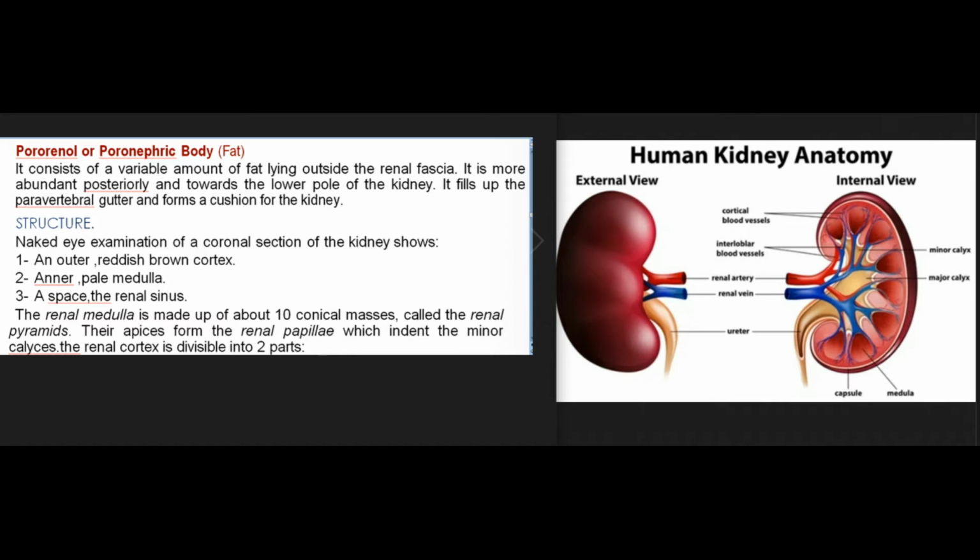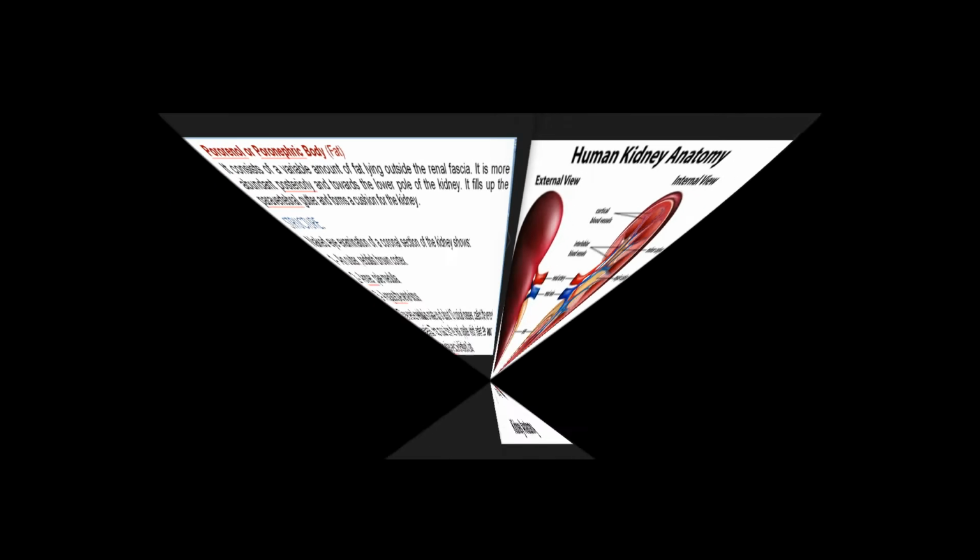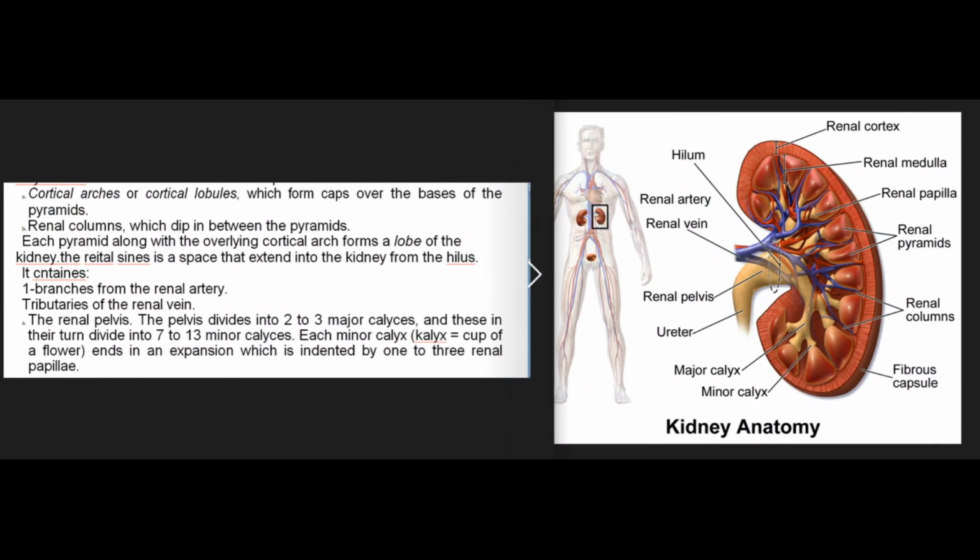The renal cortex is divisible into two parts. A. Cortical arches or cortical lobules, which form caps over the bases of the pyramids. B. Renal columns, which dip in between the pyramids. Each pyramid along with the overlying cortical arch forms a lobe of the kidney.